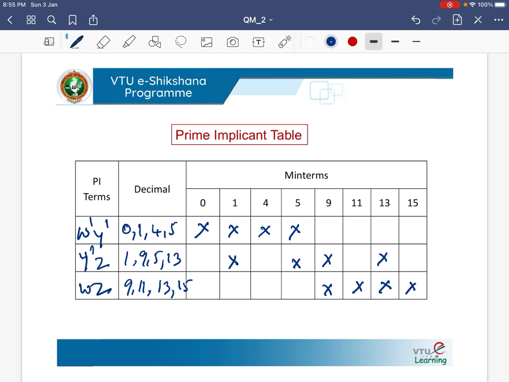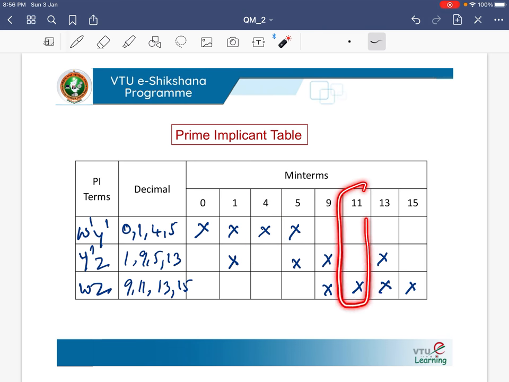Now you have to check each column. In whichever column there is a single cross mark, that has to be circled. If you see here, column number 0, that is this, there is a single cross mark. Similarly, for this, there is a single cross mark.